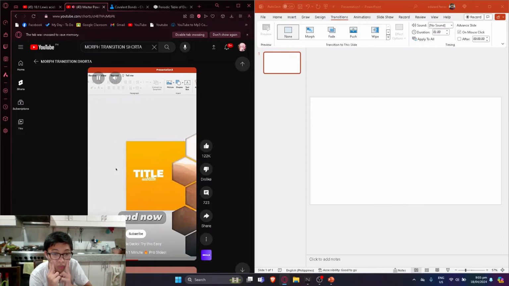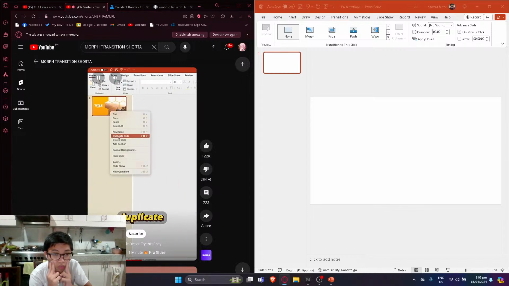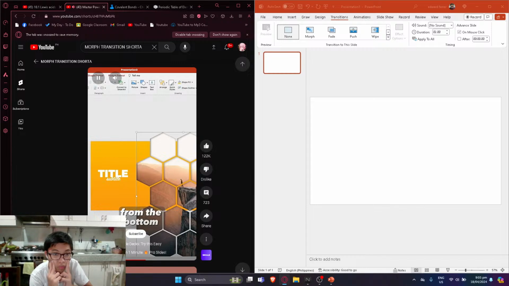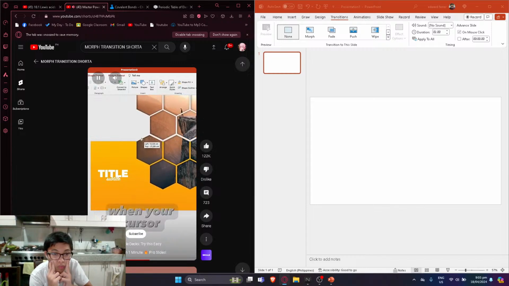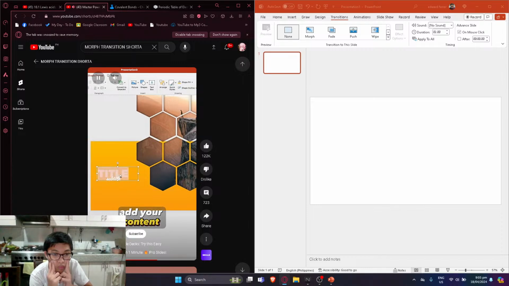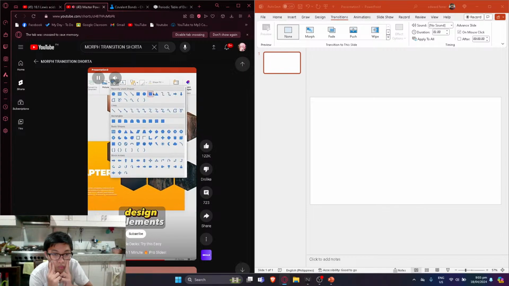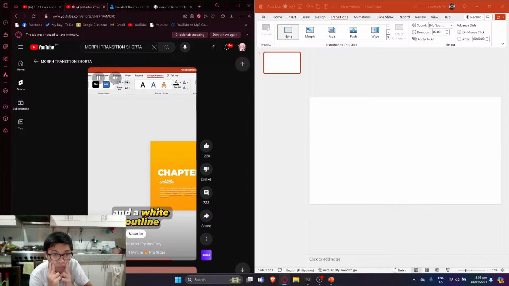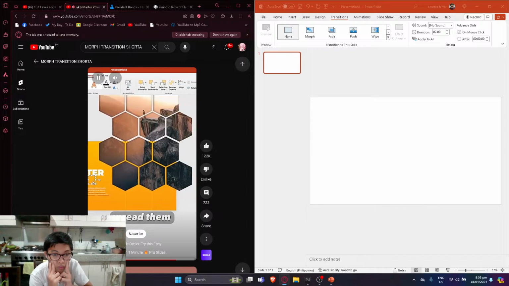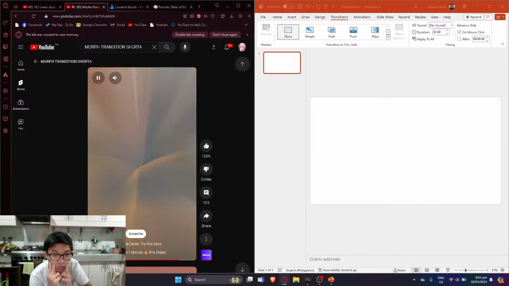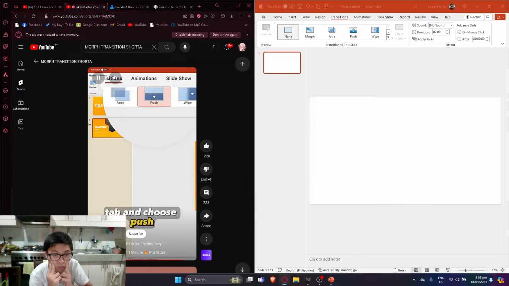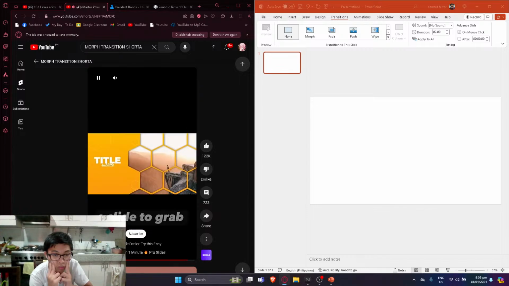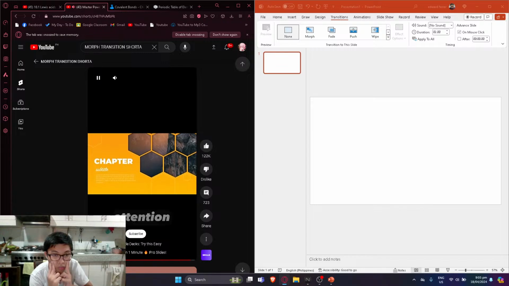Add your title, and now the magic starts. Duplicate the slide, grab the image from the bottom of the slide, release when your cursor is at the top of the slide, add your content on the second slide, add some design elements. I'm choosing hexagon shapes with no fill and a white outline. Spread them across the page. Open the Transition tab and choose Push, and there you have it, a slide to grab the audience's attention.